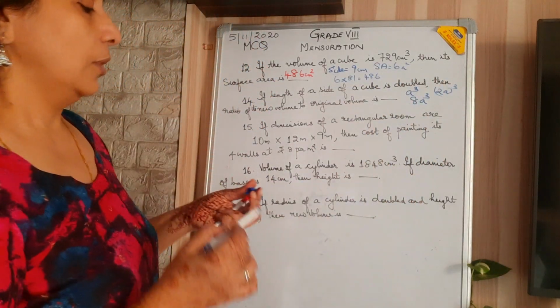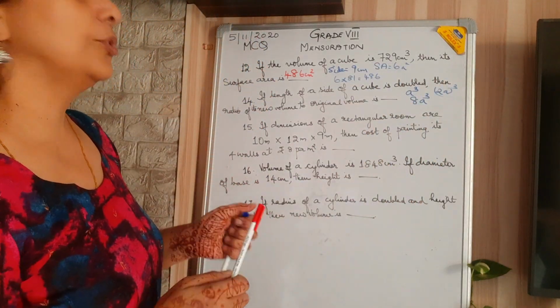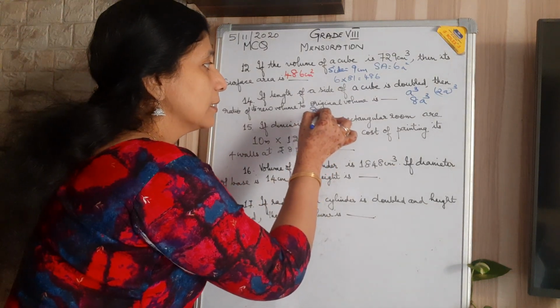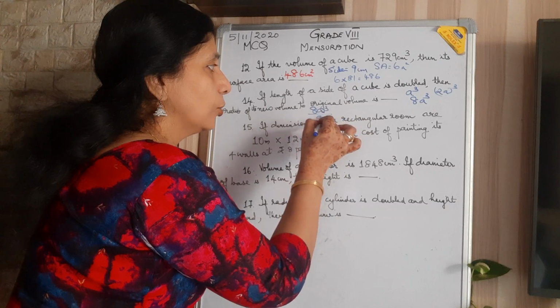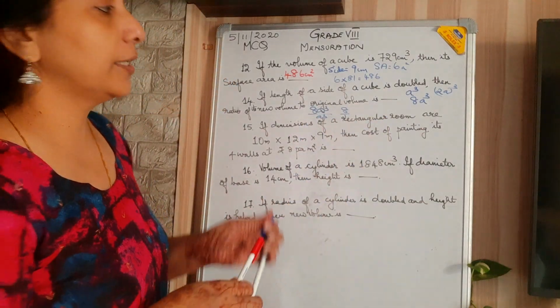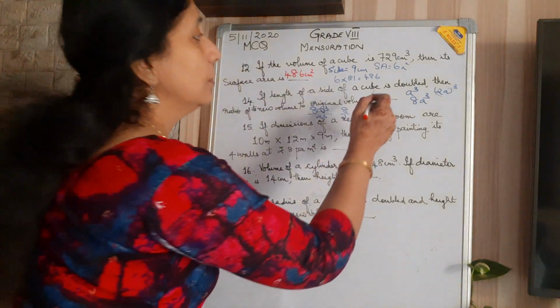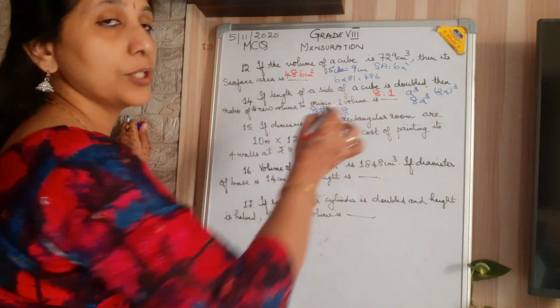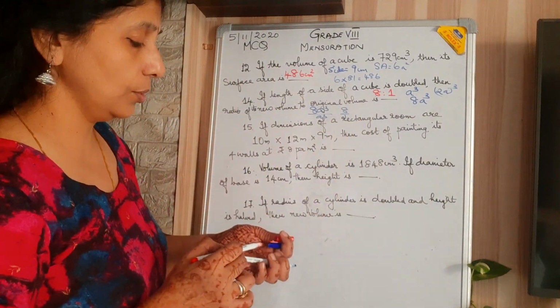Okay. So what is the ratio of new volume to the original volume? New volume is 8a cube upon a cube. 8 ratio 8 by 1 you get. So if you write it in the ratio, it is 8 is to 1. That is new volume to original volume. Otherwise it will be 1 ratio 8.